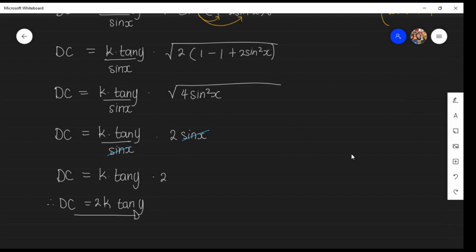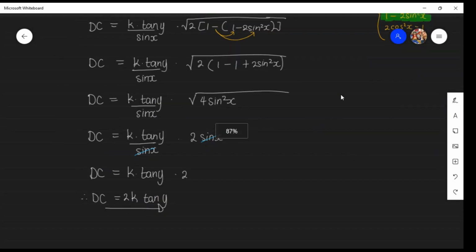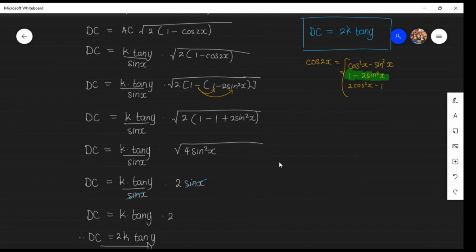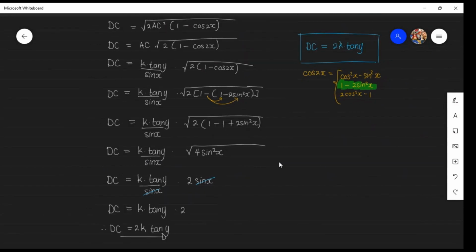And let us see if that is what we wanted. Yes, that is correct. We wanted DC as 2k tan y.